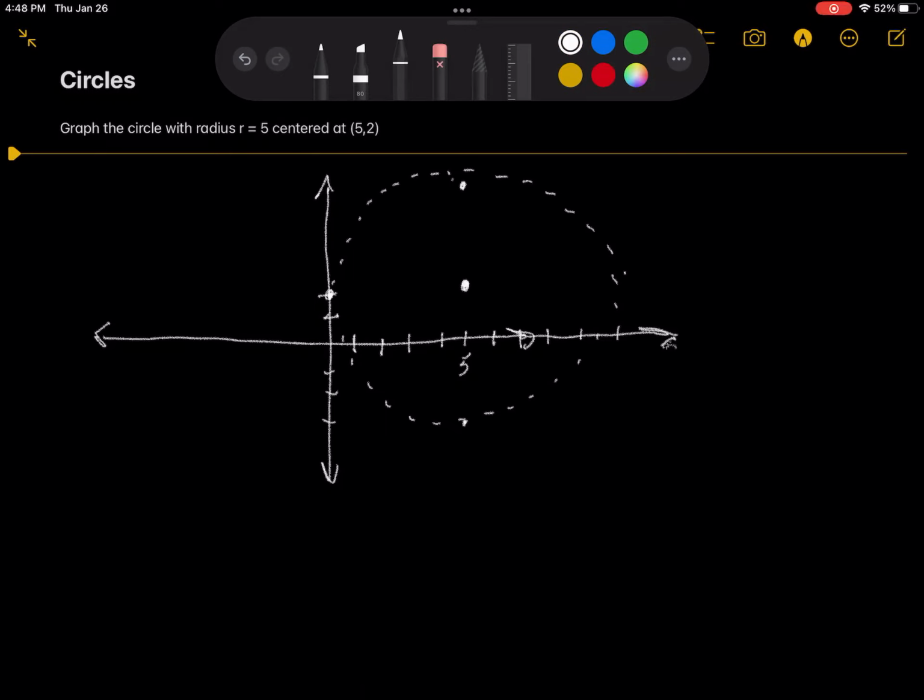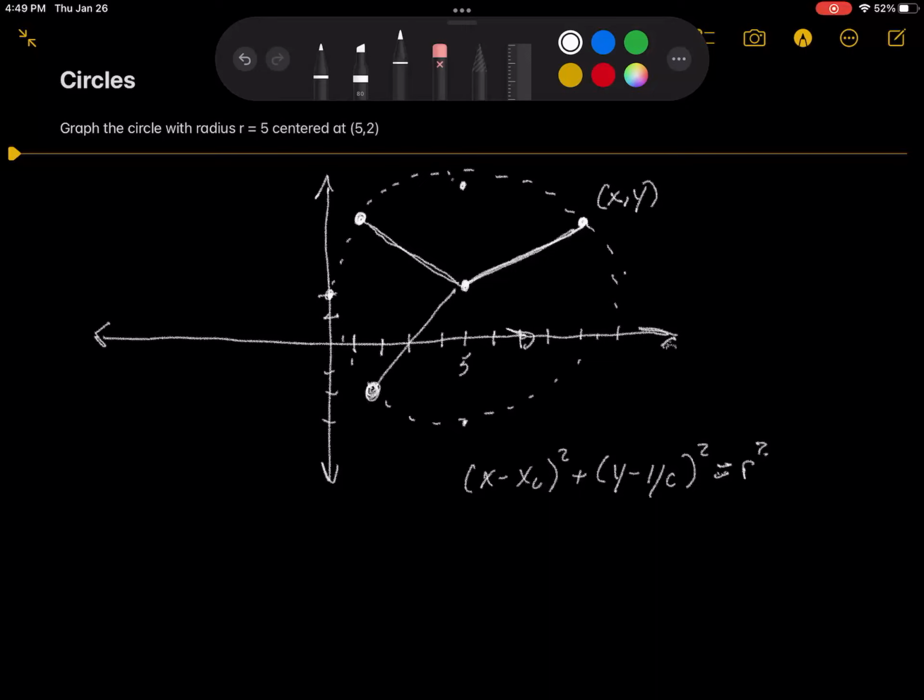So the equation of the circle, right? All the points on this dotted line are of the form (x, y). And the relationship between all these (x, y) values is (x minus the x coordinate of the center) squared plus (y minus the y coordinate of the center) squared is equal to r squared, right? We got this from the Pythagorean theorem, because all of these points are equidistant from that center. That line is the same length as that line. And all of these points on this circle satisfy this equation. So let's apply this equation to our specific problem.